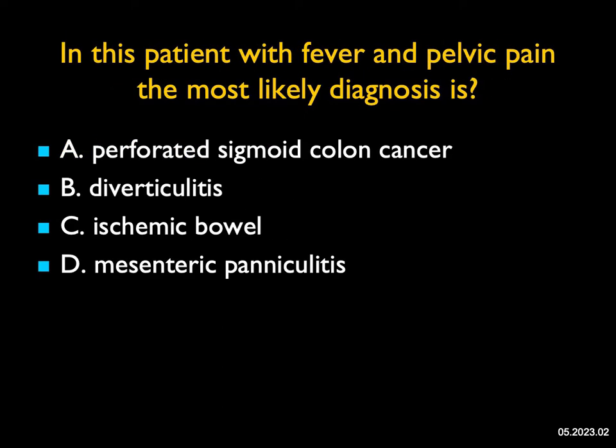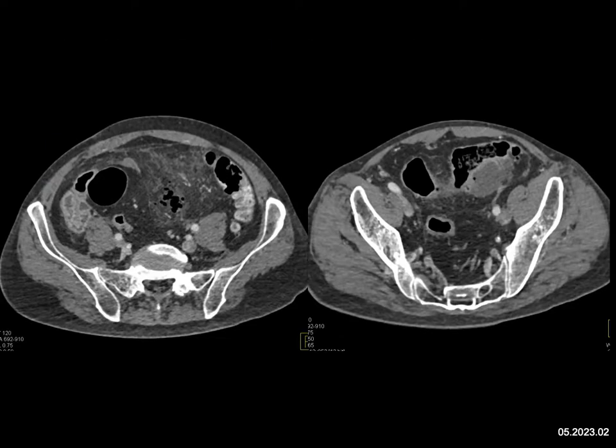In this patient with fever and pelvic pain, the most likely diagnosis is, well, we look at the images and you see inflammation of the sigmoid colon. There's a pericolonic fluid collection on the image on the right. There's lots of inflammation down in the root of the mesentery, and you're dealing with an oncology patient. You're dealing with a patient who you worry about tumor, but this really doesn't look like tumor. It's not mesenteric panniculitis, that's just inflammation in the mesentery.